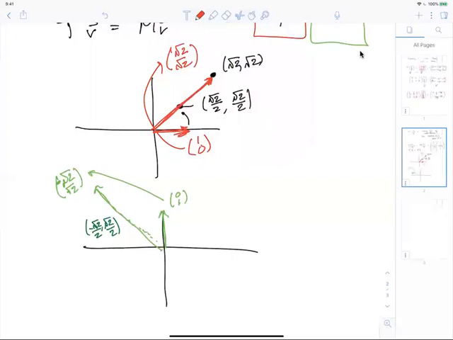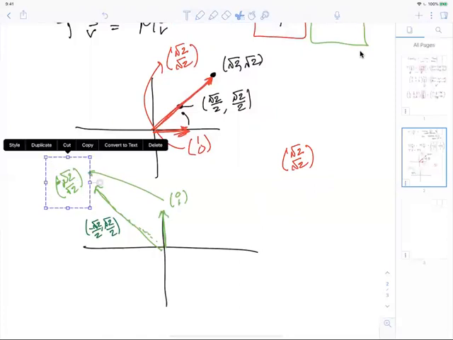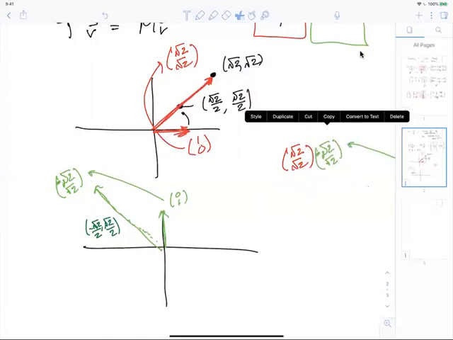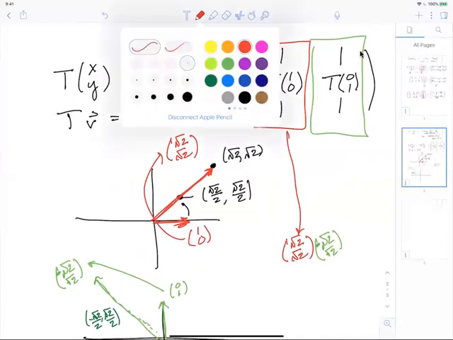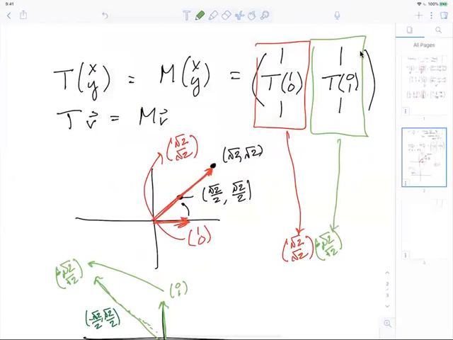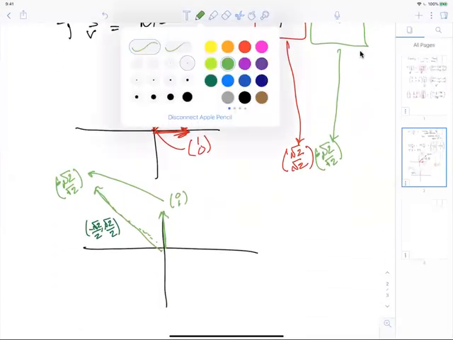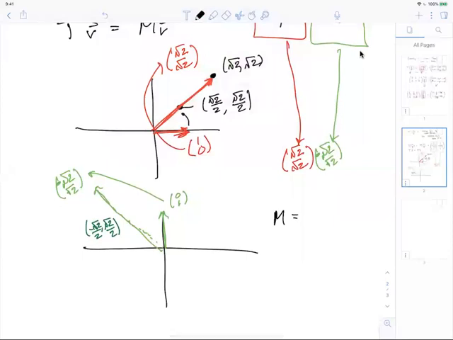So what we're going to do is we're literally going to concatenate these two vectors. And this is going to give us our matrix. So keep in mind, the first one was what happens to the first standard vector, and the second one is what happens to the second standard vector. And so what's our final matrix? Our matrix M, or A, whatever you want to call it, is going to look like this. You're just going to concatenate them together.